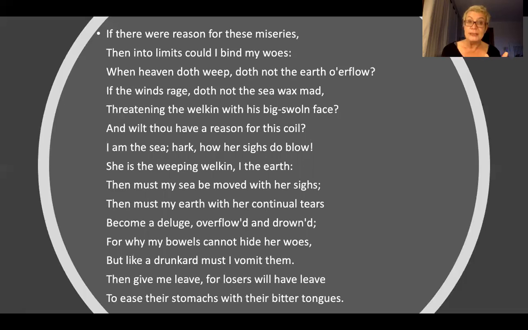If there were reason for these miseries, then into limits could I bind my woes. Now, I won't go through the whole thing because, frankly, you can read it for yourselves. And if you want to see different versions of it, you'll also see, again, if you haven't seen it already, that there's a short video, a compilation I've done on the Moodle site of 4 different actors playing this speech. The reason I'm bringing this up now is because I want you to think about how the logic can progress the thought, which can progress the character and can progress the story. This is a little bit tricky in terms of its logic. It is highly logical, but it goes on for a very, very long time.